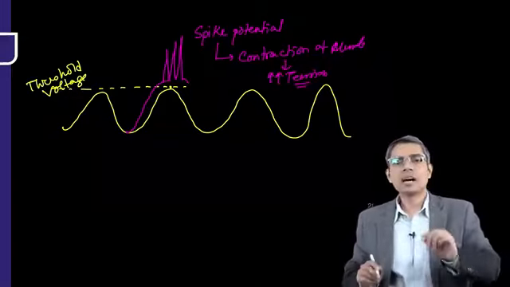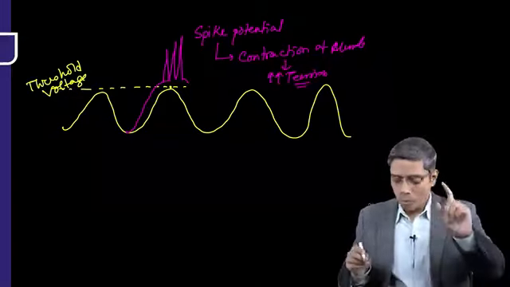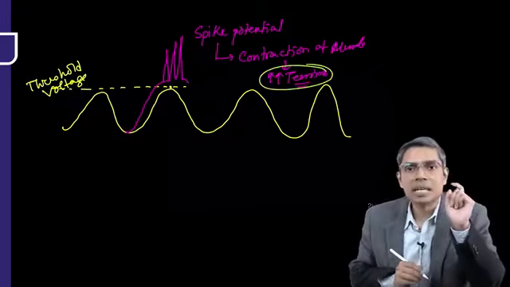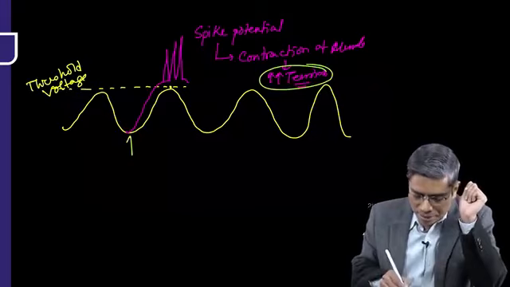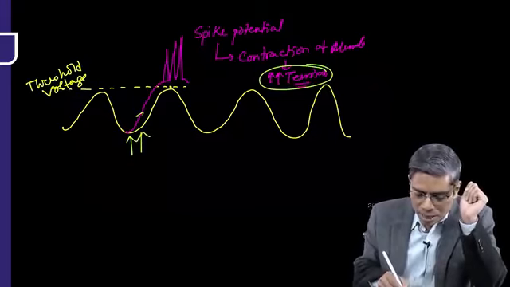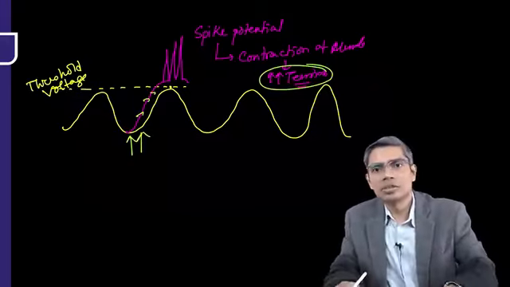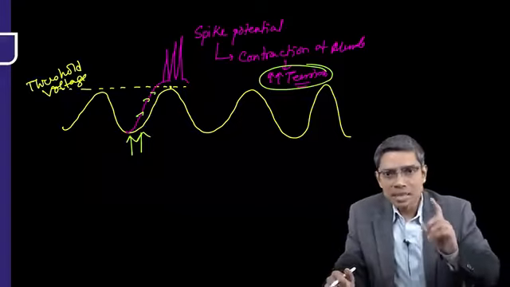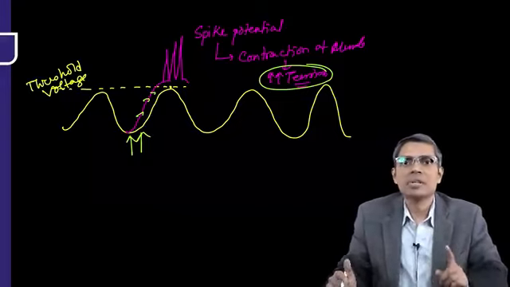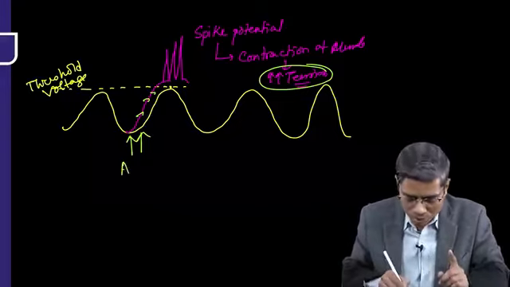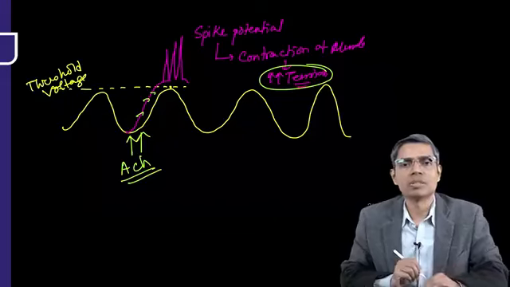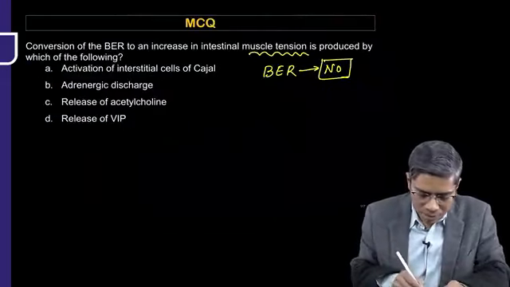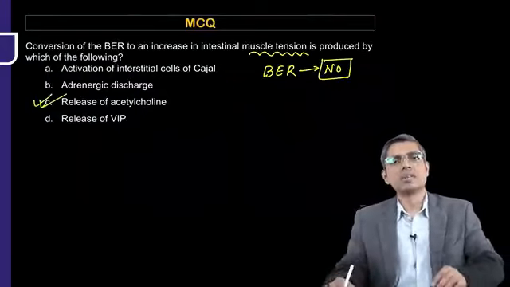So the question they are asking here is, what is the reason that the muscle is producing tension? What is the reason that this BER is going above this threshold voltage? Very valid question: why is the BER suddenly going above the threshold voltage? There must be some stimulus in the form of a neurotransmitter, and the most important neurotransmitter is acetylcholine. So in this question the answer will be release of acetylcholine.